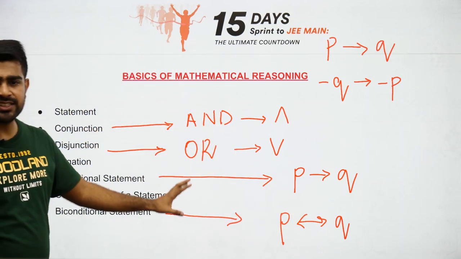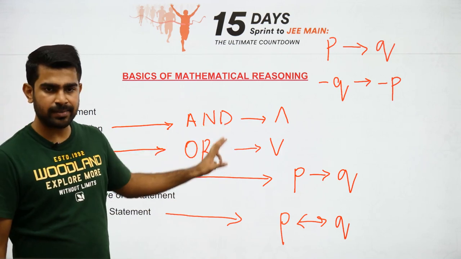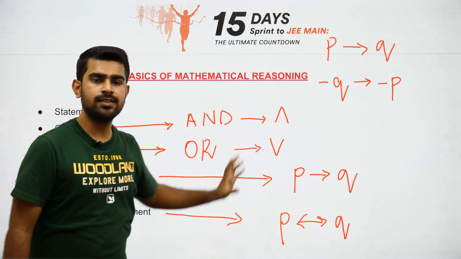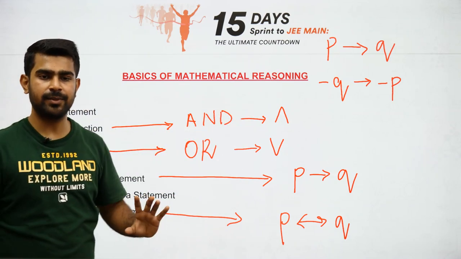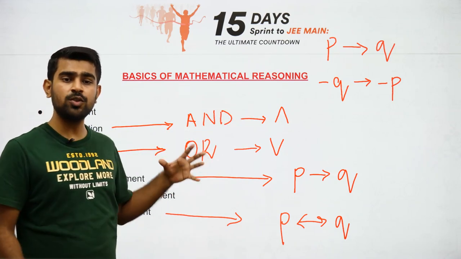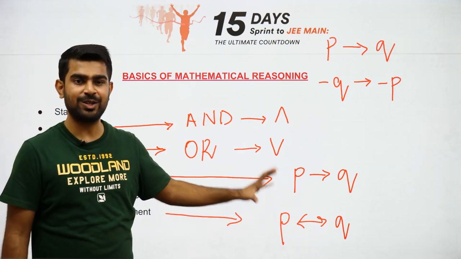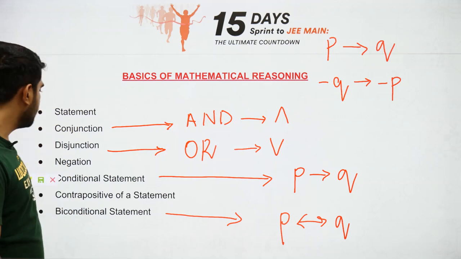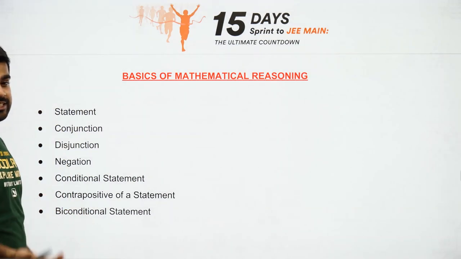Okay. Everyone done with this? So "and", "or", please keep it in mind. Conditional statements. What is contrapositive? And then what is biconditional statement? These are basics. You have to know at least what the symbols mean. Okay. So now we will come to the formulas which will make our job much, much easier.